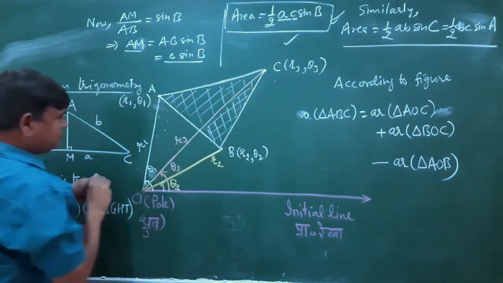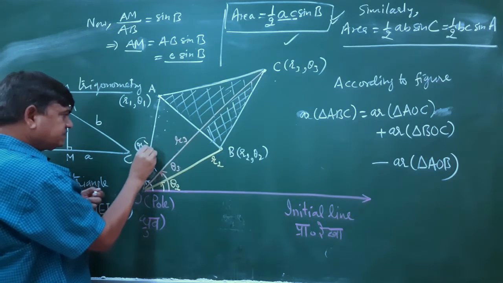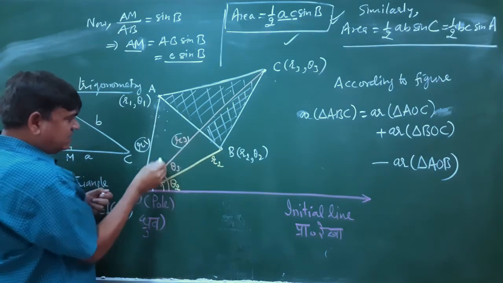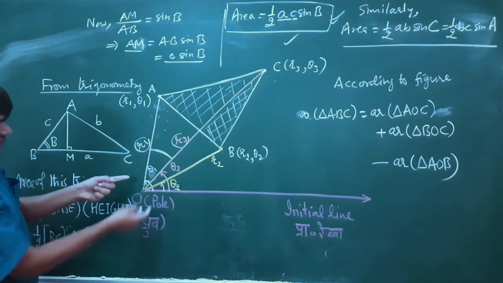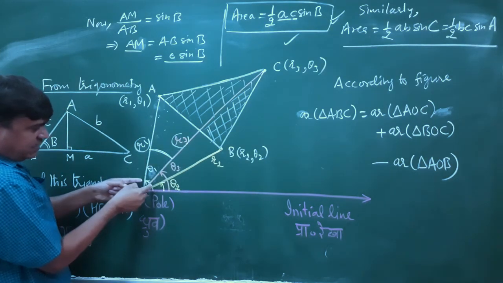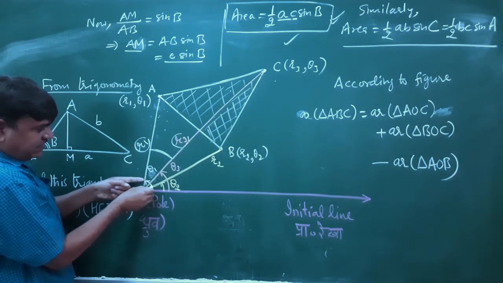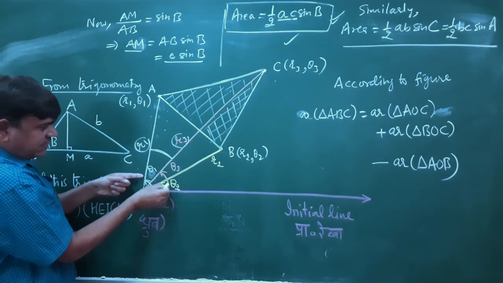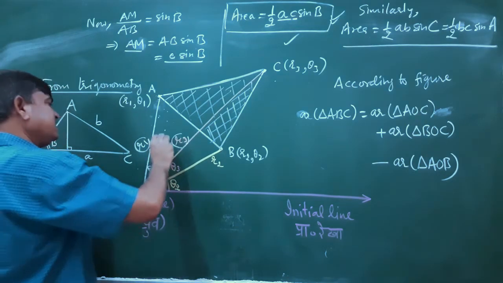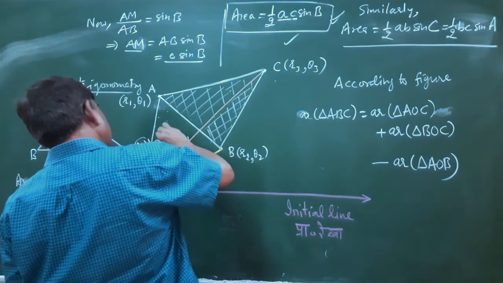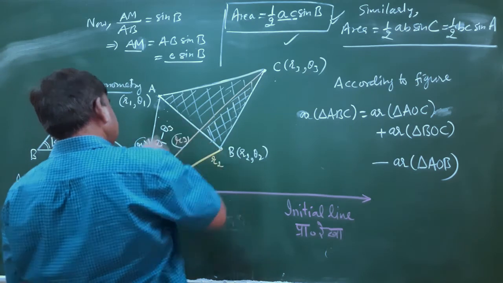AOC. So R1 is given, R3 is given. Now this angle: up to this it is theta 3 and up to this it is theta 1. So this remaining angle will be theta 1 minus theta 3. Right here it is theta 1 minus theta 3. Look at this.